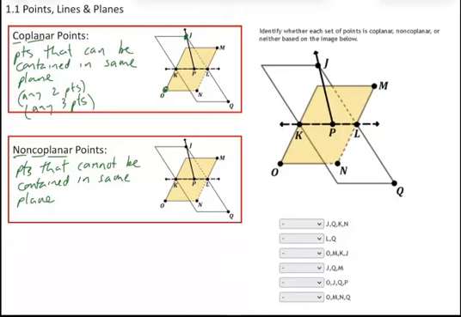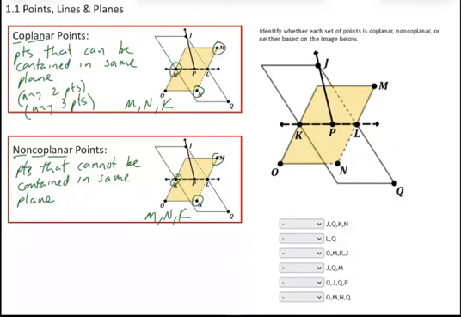Once you get to 4 points or more, now you have to look carefully at the set and see. And once again, just like with the lines, I would find 3 points that fall on the same plane and then look to see is the 4th point on that same plane as well. So if I took M, N, and K, looking at those, they are all on the shaded plane, right? M, N, and K on the shaded plane.